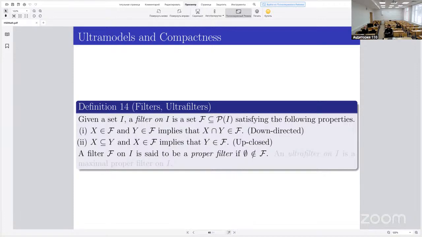Okay, so here again some basics for filters. Given a set I, a filter on I is a set F satisfying the following properties. If both x and y belong to F, then their intersection also belongs to F, which is the downward closed property. And it is also upward closed in the sense that if x belongs to the filter, then anything above x also belongs to the filter. A filter is said to be proper if the empty set does not belong to the filter, and an ultrafilter is a maximal proper filter on I.